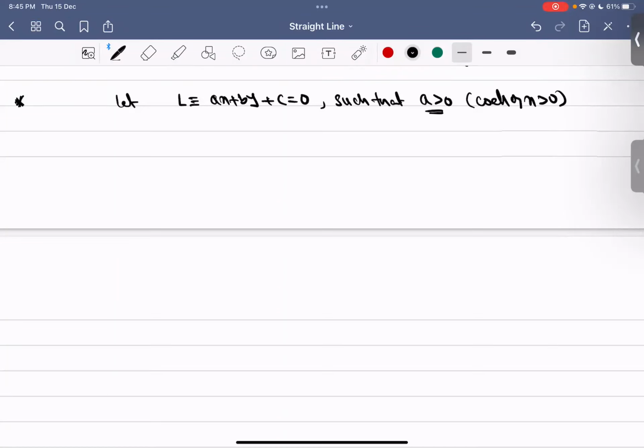Now suppose this line, L: ax plus by plus c equal to 0, is this one. This is our line, where a is positive. Now on this line, you take any point, some P(x1, y1).